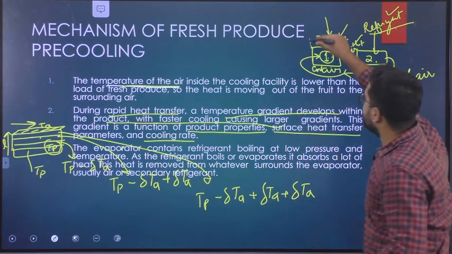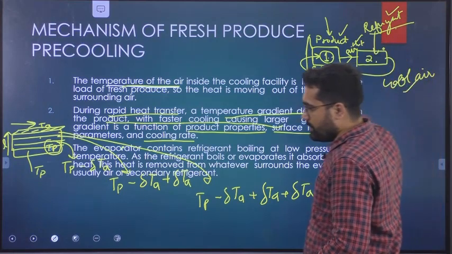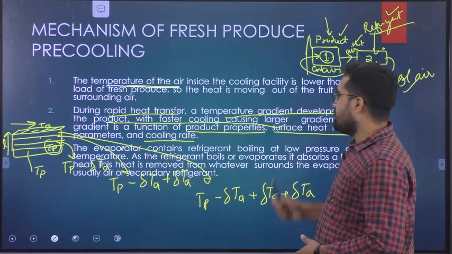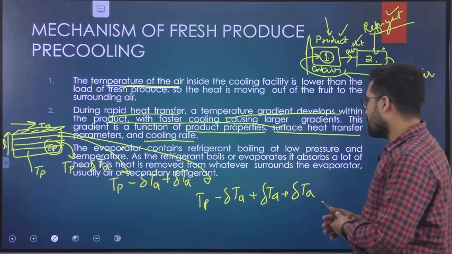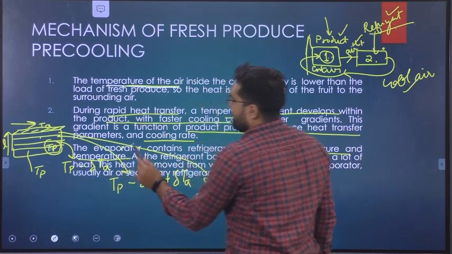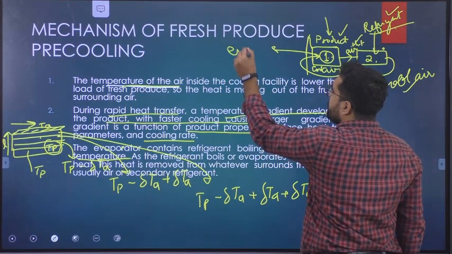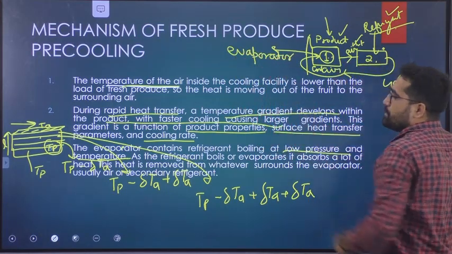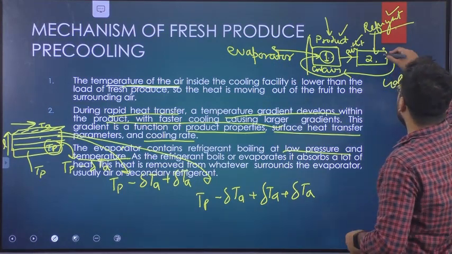Now we are done with the first two points about this. The next point is about this chamber, where air and refrigerant are working. Evaporators contain refrigerant boiling at a low pressure and temperature. We are talking about the evaporator only. This unit, number one, we call the evaporator. What is the purpose of the evaporator? It cools the system.